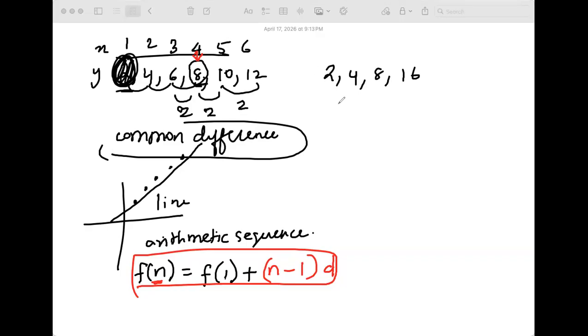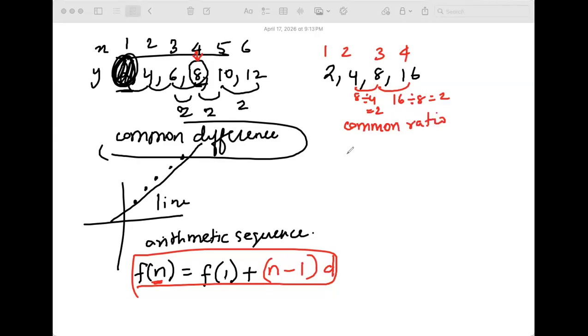Okay. Similarly, here what happens? Do you see from the back? 16 divided by 8 is a 2. 8 divided by 4 is a 2. Do you see it? There's always a common ratio.